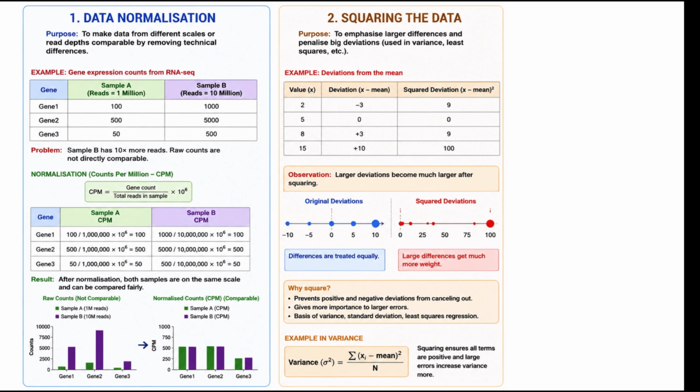This is another aspect of data squaring, which is different from normalization. We use squaring for variance calculation also, and for linear equations too. On the other side, data normalization is used basically for genomic data where raw counts are present, so there we use data normalization much more. So this is about data normalization and squaring of the data. Thank you for watching this video.